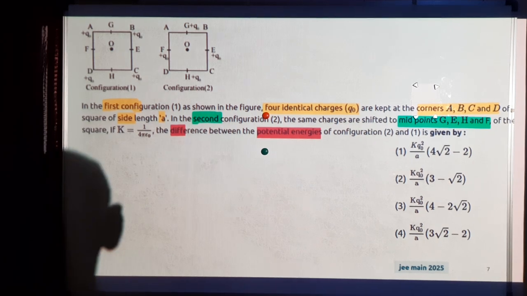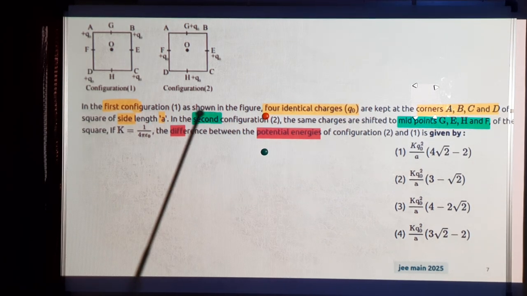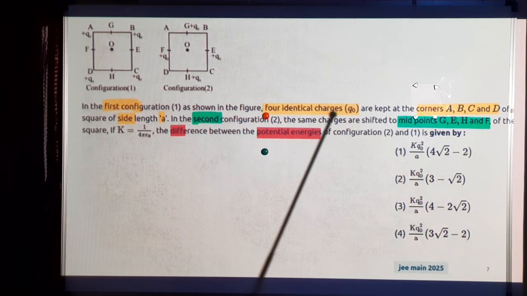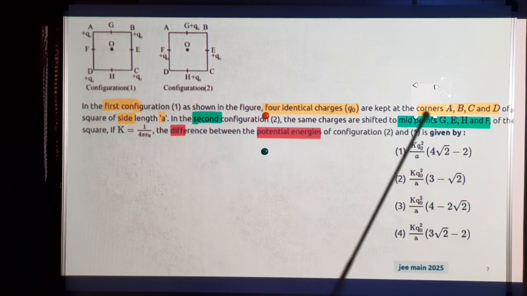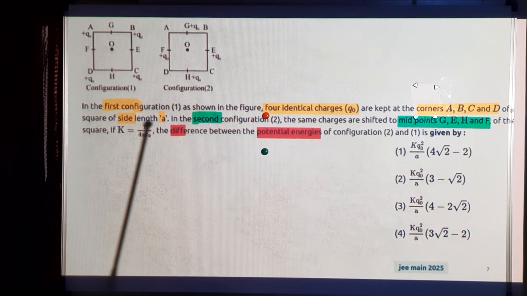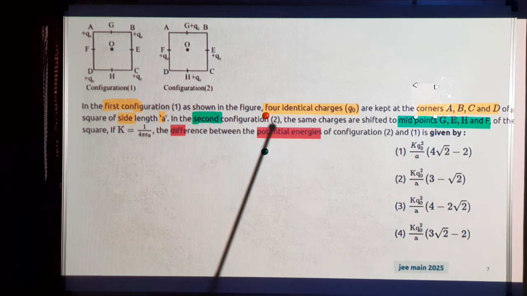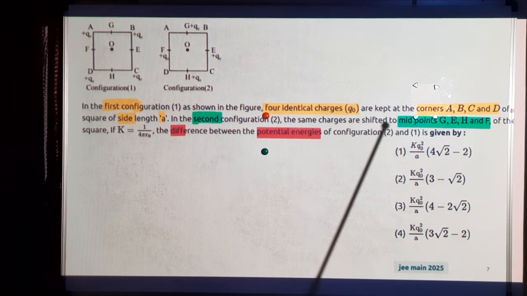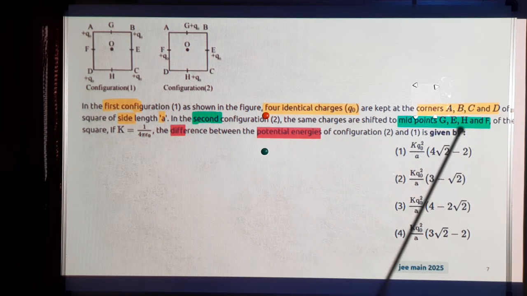Next question. In the first configuration 1, as shown in the figure, 4 identical charges Q0 are kept at the corners A, B, C, and D of a square of side length A. In second configuration 2, the same charges are shifted to midpoints G, E, H, F of the square. If K equal to 1 by 4 pi epsilon naught, the difference in the potential energies of the configuration 2 and 1 is given by.